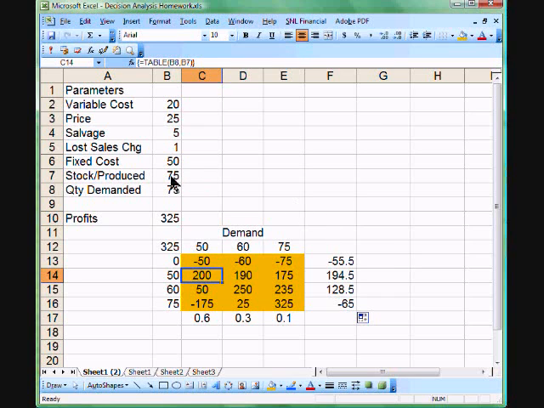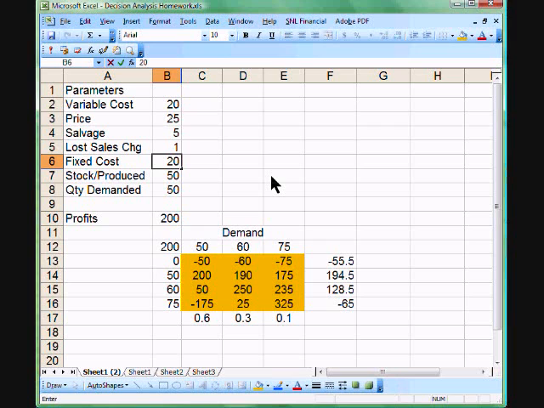So let's go up here and change this to 50. Change this guy to 50. And we'll see what happens. It's 200. Anybody see where the problem is? Well, the problem is right here. Our fixed cost says 50. Where we know that our fixed cost, if we looked at the problem, should only be 20.